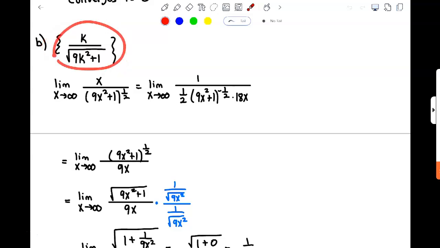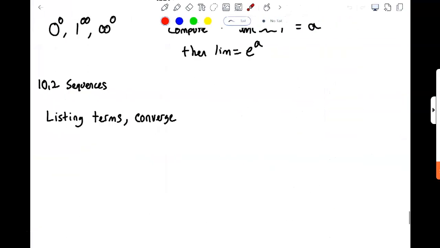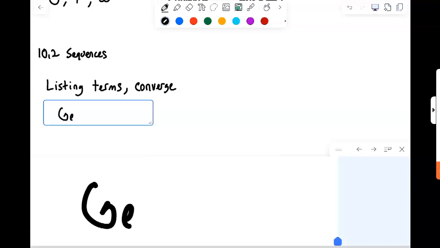When we try to apply L'Hopital's rule to this with the k and the k squared, then unfortunately L'Hopital's rule breaks down. Unfortunately, in a situation like that, that's where we actually had to multiply. So what you can expect is kind of a combination of those questions, where you're going to have some where you're asked to list the terms in the problem, but then also talk about whether it converges. And of course, 10.2 is also where we introduce the geometric sequence.